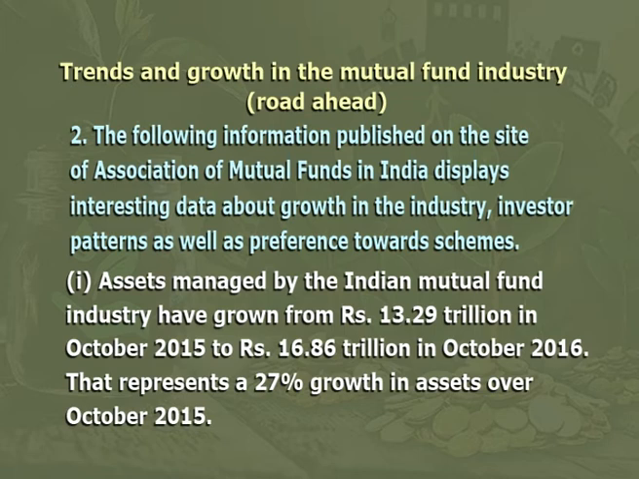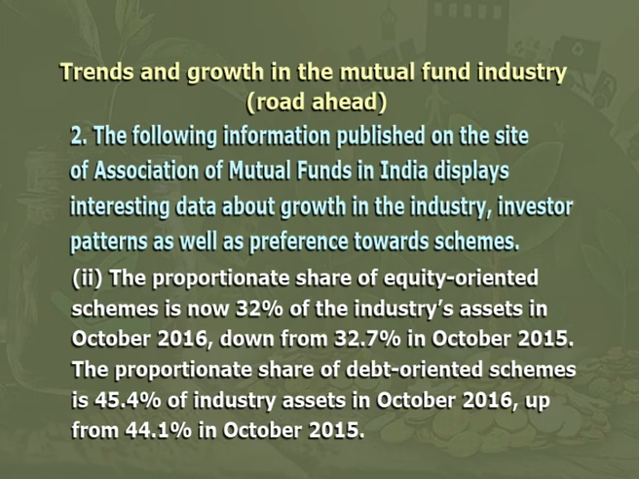That represents a 27% growth in assets over October 2015. The proportionate share of equity oriented schemes is now 32% of the industry's assets in October 2016, down from 32.7% in October 2015. The proportionate share of debt oriented schemes is 45.4% of industry assets in October 2016, up from 44.1% in October 2015.